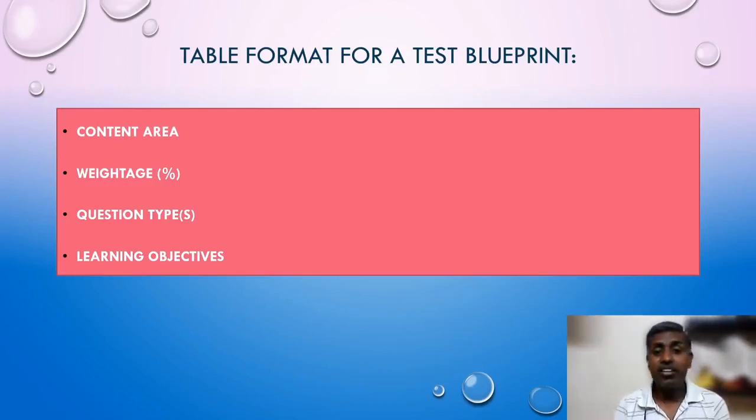Then the last one is learning objectives. So in every unit there must be an arrangement of certain objectives. The teaching-learning process itself is concise with certain objectives.